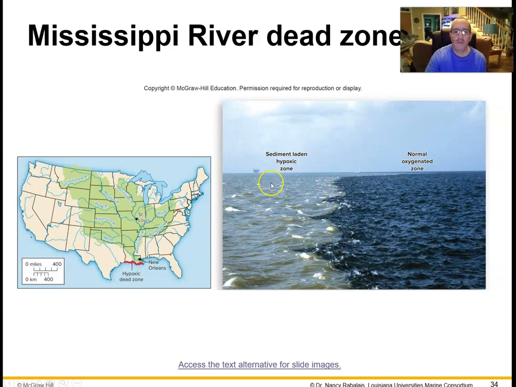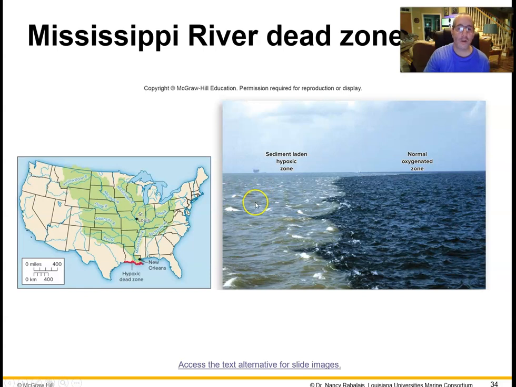This is from sediment from the Mississippi River. This is the ocean. This is actually out in the ocean. That's an oil platform back there. I've seen this in person in a boat. I've been out and seen this. It's very definite where that line is. And everything on this side, if a fish is over here, it's going to die. Any marine life's going to die.